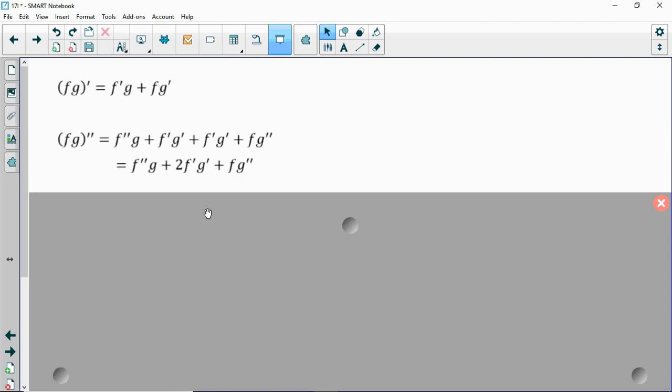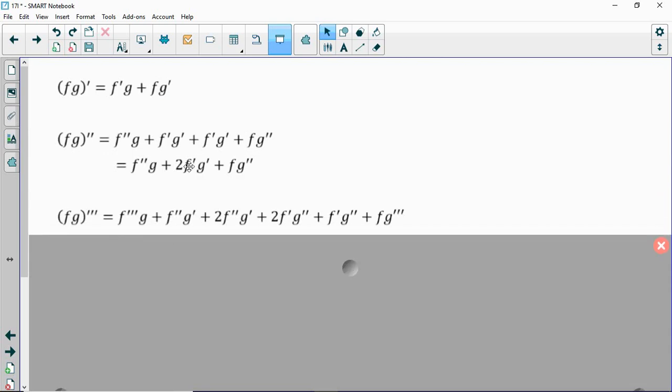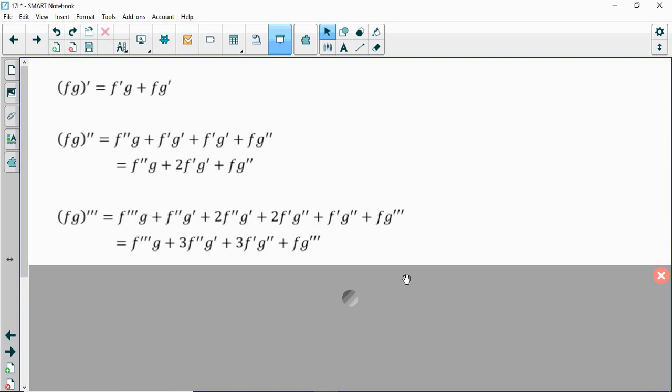And some of you may already spot what's about to happen when we take the third derivative. It's going to be a whole bunch of product rules again. You can check the work down here. And again, when we combine the like terms, we get this. And do these coefficients look familiar now? Perhaps you want to pause the video right now and make a prediction as to what the fourth derivative of f times g is going to be.